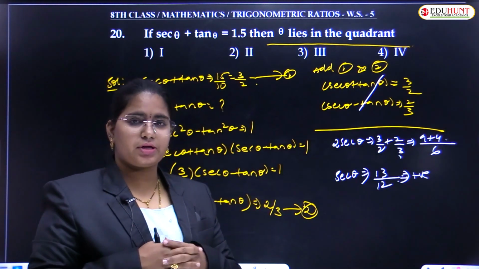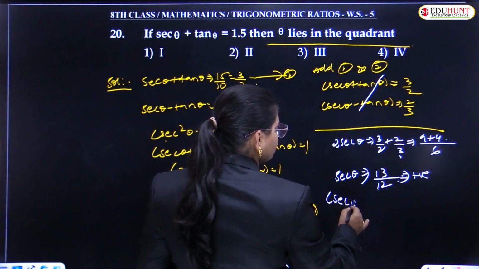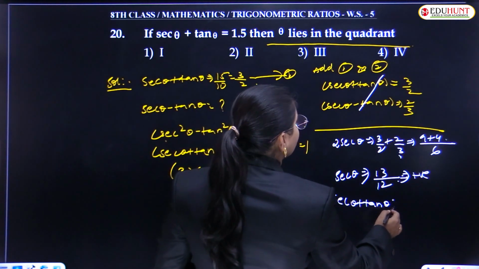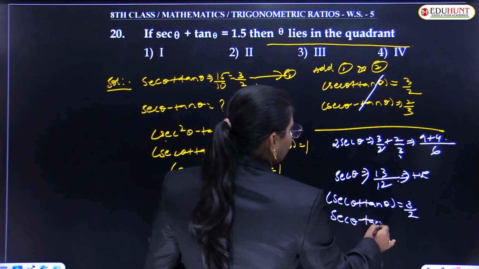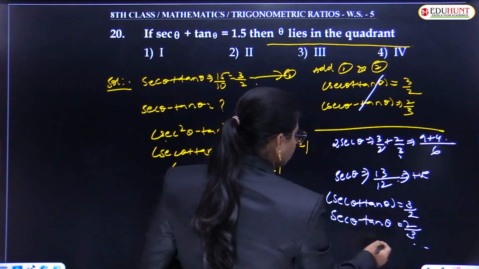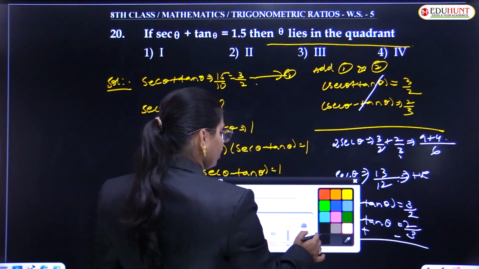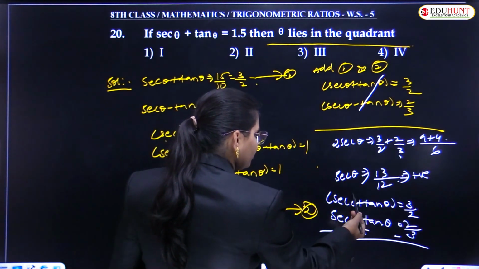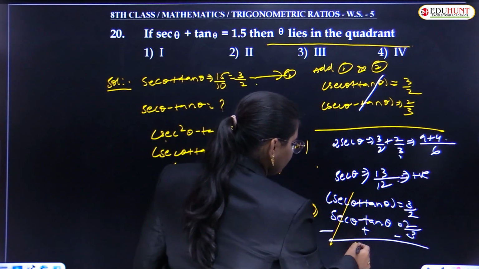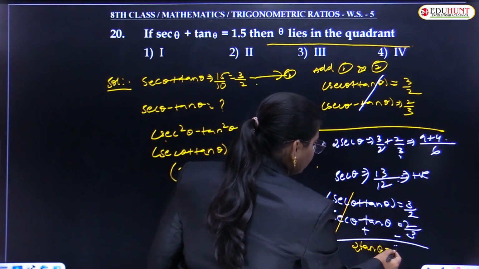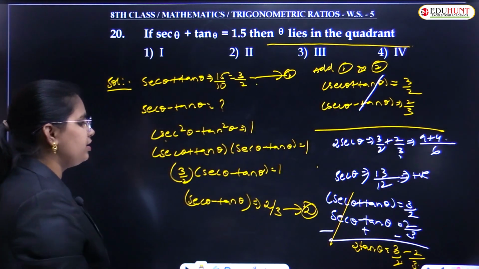So now, if you are adding, you are getting secant theta. What happens if you subtract the equations? Let's get back. If I am just subtracting the equations, secant theta plus tan theta is equal to 3 by 2, and secant theta minus tan theta is equal to 2 by 3. Subtracting, what term am I going to cancel? This time secant theta will get cancelled, right? So tan theta plus tan theta is 2 times tan theta, and this will become 3 by 2 minus 2 by 3.